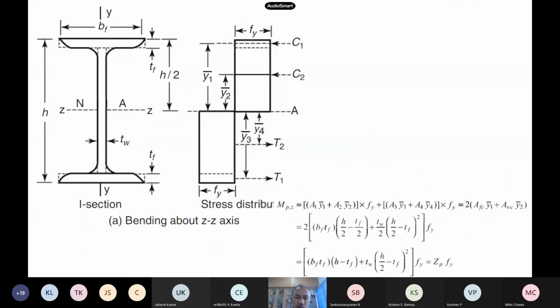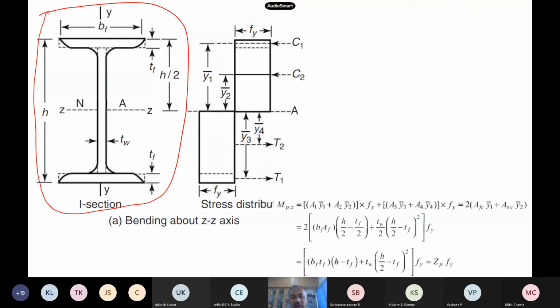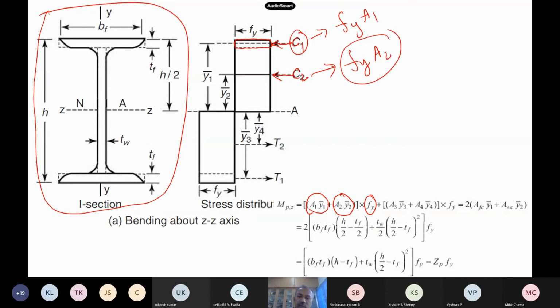Now for the I section, which is the most important for us, it is very simple. But because the flange area is different and the web area is different, we have an issue. So this is my flange area, and this is my web area, so this is my total compressive force. So C2, then C1. It becomes A1 into Y1 bar, that is the area, then A2 into Y2 bar multiplied by fy. So C1 is fy into A1, and C2 is fy into A2, the web portion. Plus we have A3 Y3 bar and A4 Y4 bar.